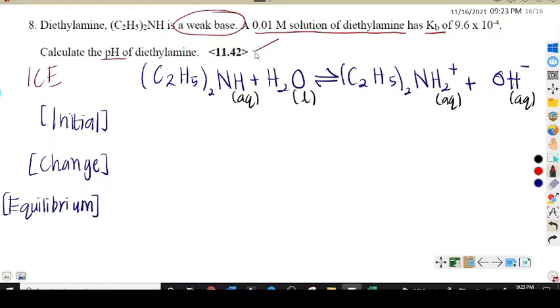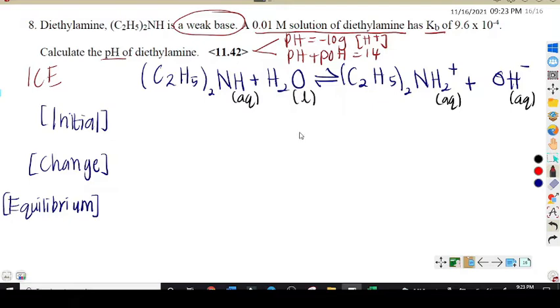So we've got two formulas to calculate the pH. The first one would be pH equal to negative log H plus, or we're going to use the formula of pH plus pOH equal to 14. So first thing, we must do our ice table.